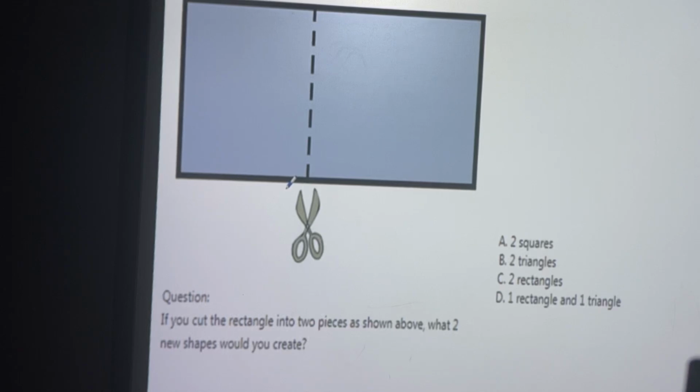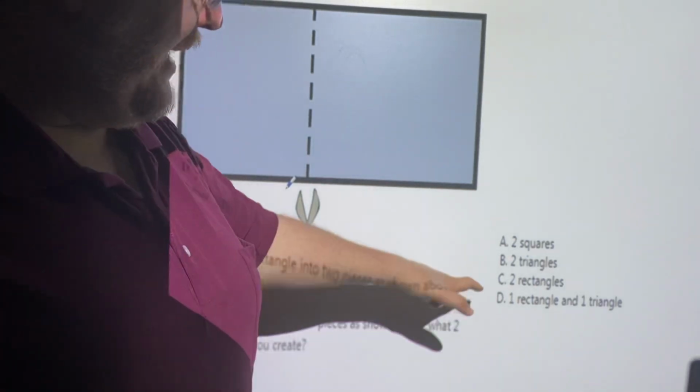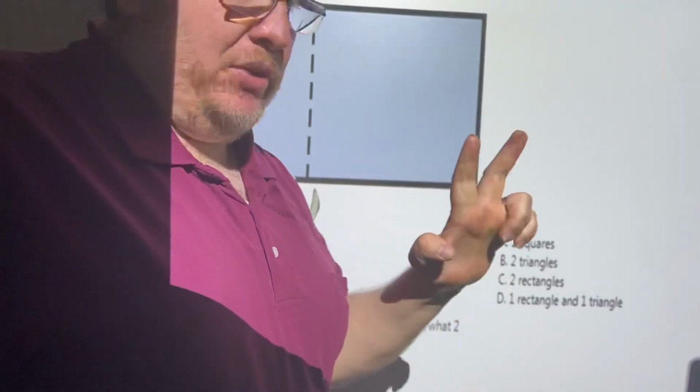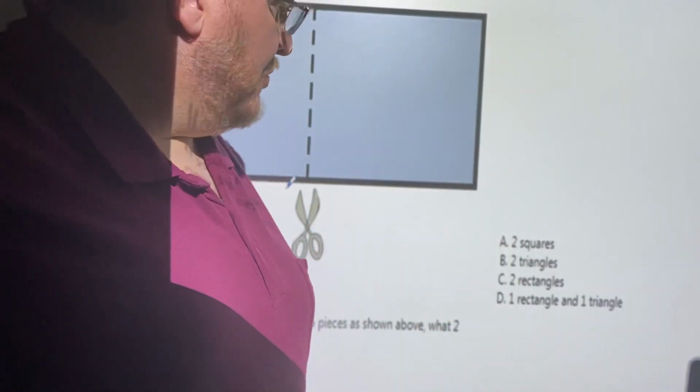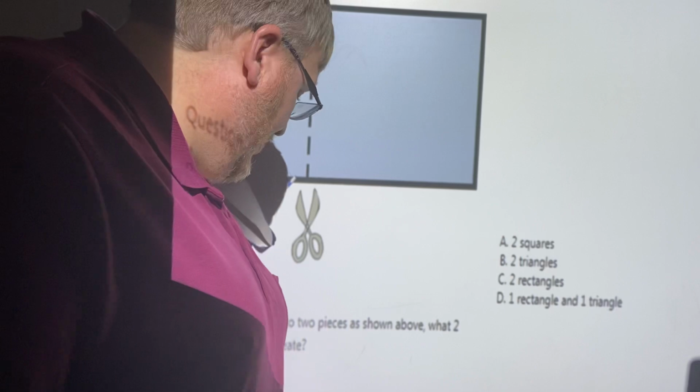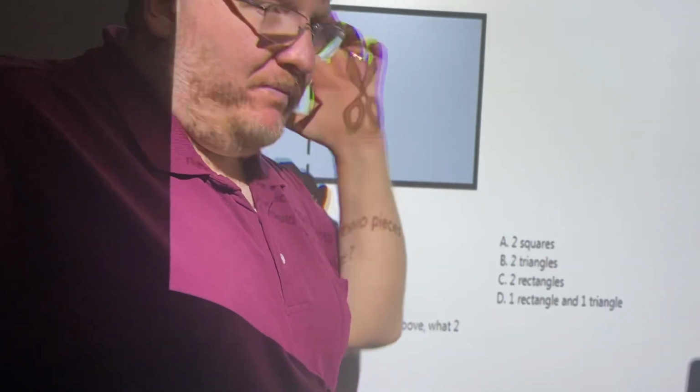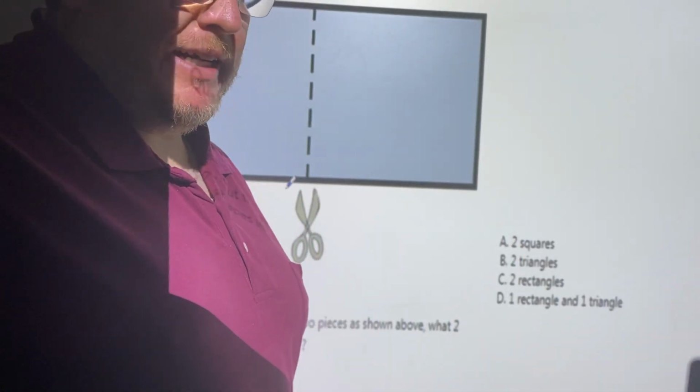What are the two new shapes you would create? So looking at this right here, what two new shapes would you create? Well, I can look at my answer choices. There's two that are super silly. Which two are my silly answers? There's no way in the world. It is impossible. Which two can I get rid of?